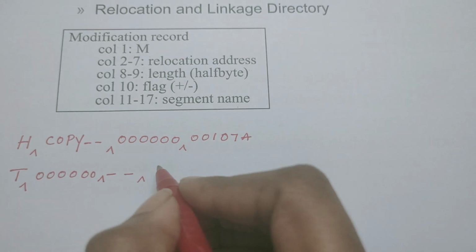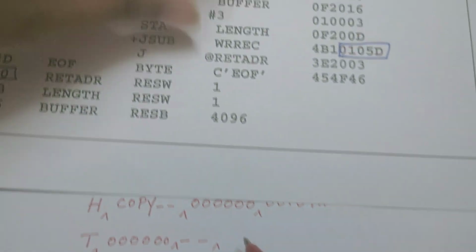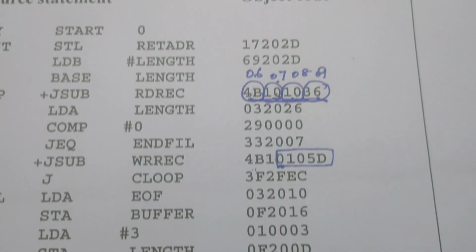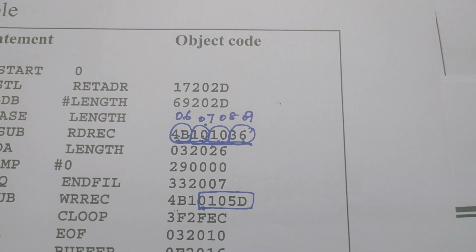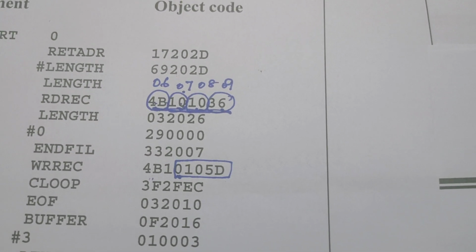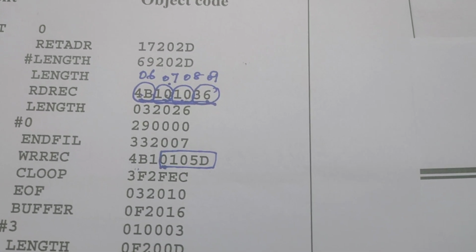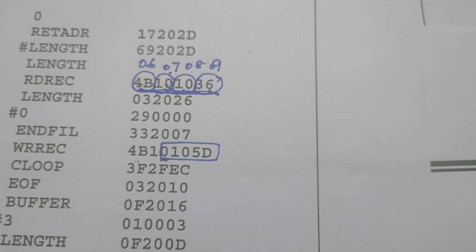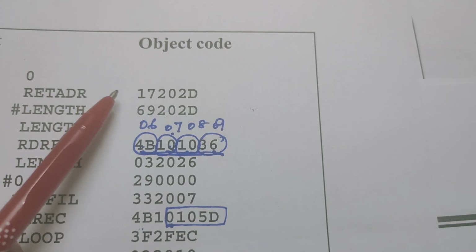Now let me write the object codes one by one as given in the program. In the given program, the first object code is 17202D, the second one is 69202D, the third one is 4B101036, then 032026, etc. Okay, in a text record, how many object codes can we write?